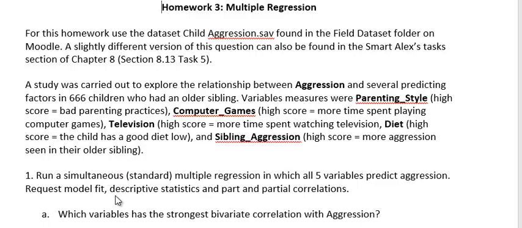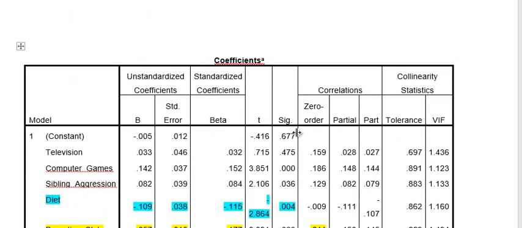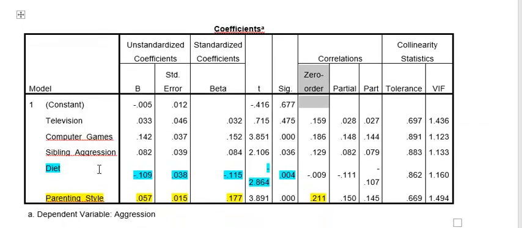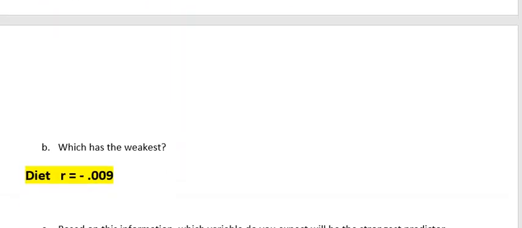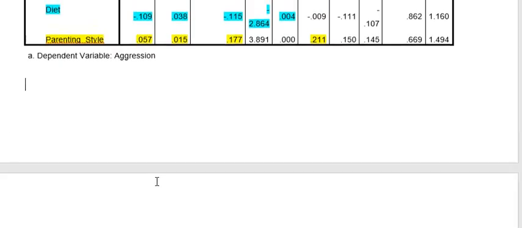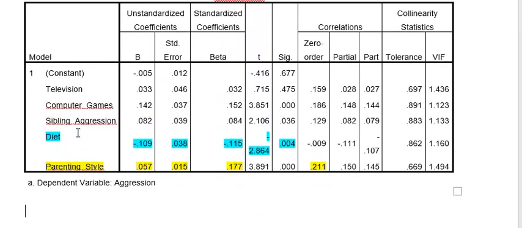Question 1A, which variable has the strongest bivariate correlation? So bivariate correlation is a Pearson's correlation, and in the chart it's called the zero order correlation. So that is the correlation between parental style and aggression by itself, and it is the strongest. Number B, which is the weakest? Looks like diet. Let's go back up here. Diet. Where's it? Right there. Bam. That's the weakest.